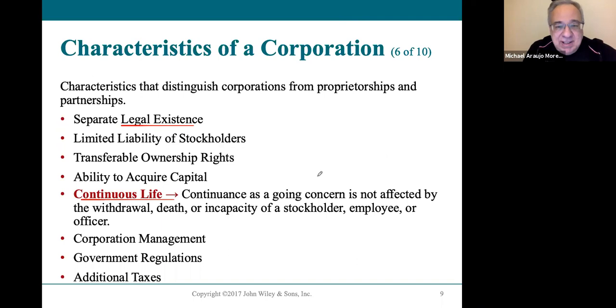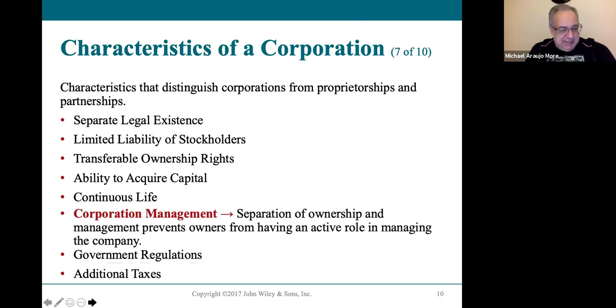But okay, of course, Apple still runs, right? So continuous life is interesting. Corporate management, this is both a plus and a minus, because that separation of ownership and management allows things to be very, very consistent.